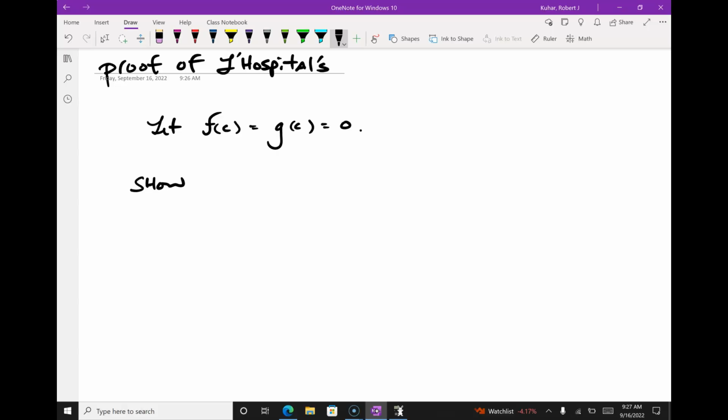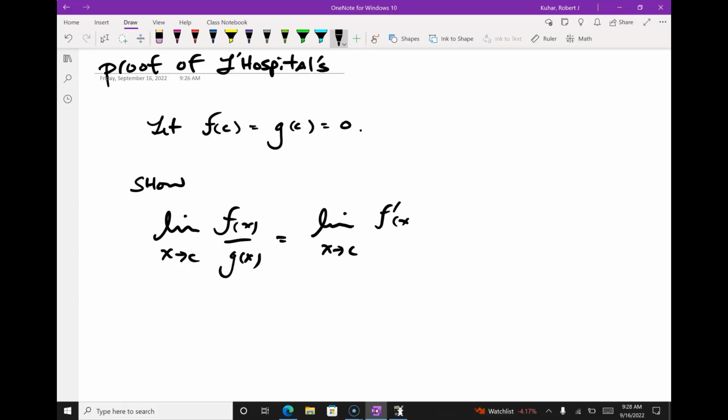Show the limit as x goes to c of f of x over g of x is the same as the limit as x goes to c of f prime of x over g prime of x. Now, when I'm proving this, it doesn't say which side I have to start on, okay?